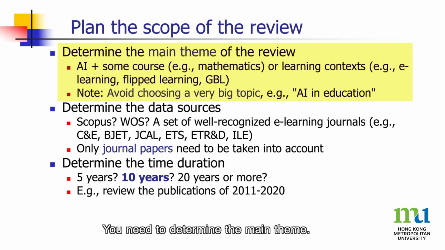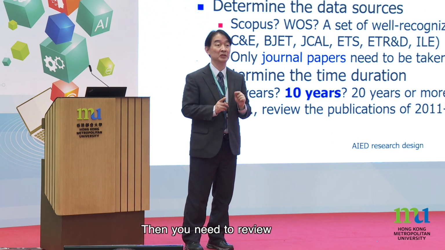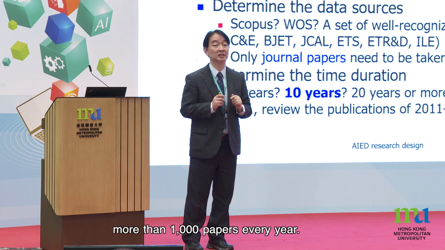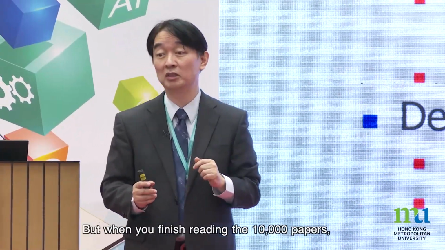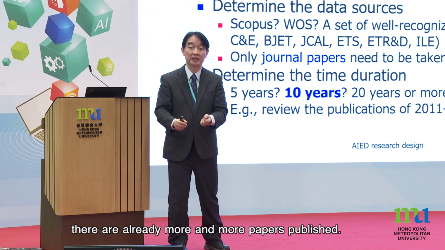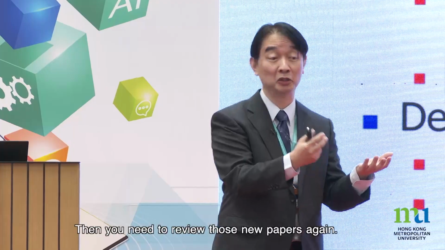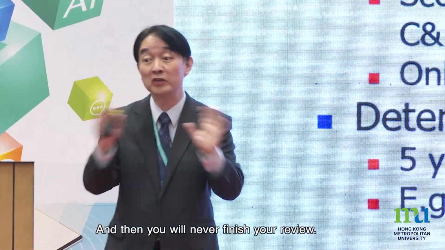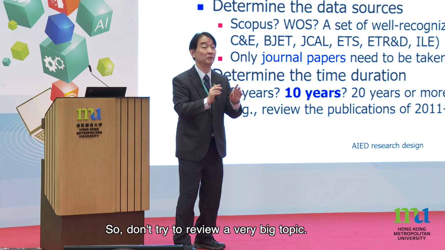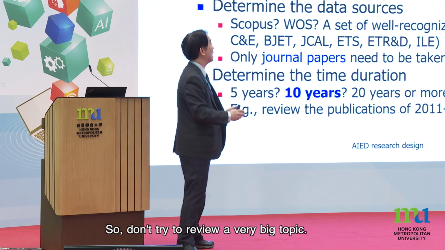You need to determine the main thing. If you want to do something about AI in something, you need to find that something, AI in some particular domain. Avoid choosing a very big topic. Why? Review of AI in education, and then you need to review more than 1,000 papers every year. And if you want to review 10 years, you need to review 10,000 papers. But when you finish reading the 10,000 papers, there are already more and more papers published. Then you need to review those and publish again, and then you will never finish your review. So don't try to review a very big topic.